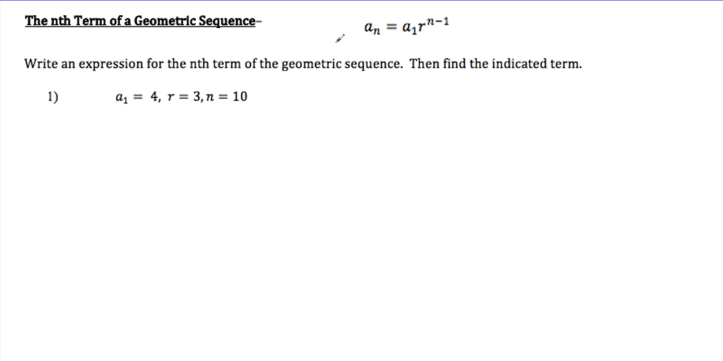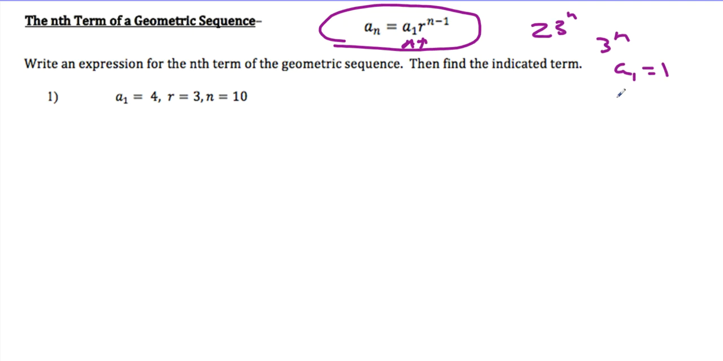So what we want to do is start writing the explicit formula right here. And this one you've got to watch out for. You have 2 numbers here always. You have a sub 1 times the ratio. So you're going to have 2 times 3 to the n or something like that. If you just see 3 to the n, that means a sub 1 is equal to 1. So watch out.